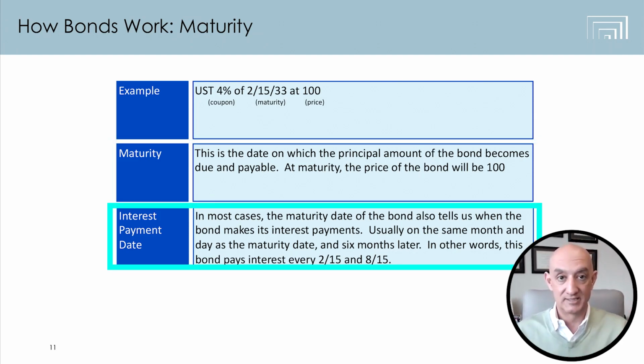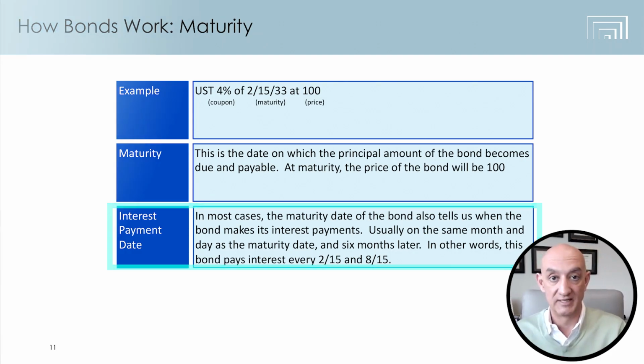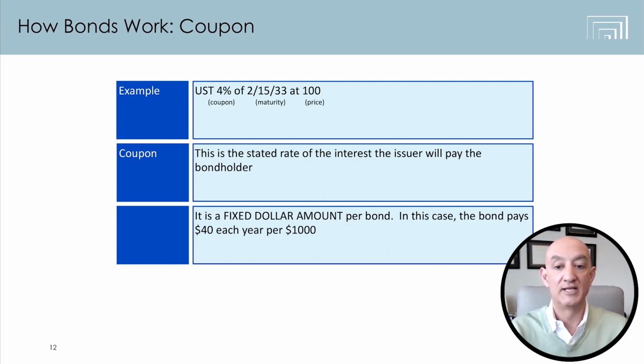In most cases, in the vast majority of cases, bonds pay actual interest payments every 6 months. And in most of those cases, the maturity date also tells you when it pays. It pays on the day of the maturity date and 6 months later. In other words, this hypothetical bond pays interest to the holder every February 15th and August 15th.